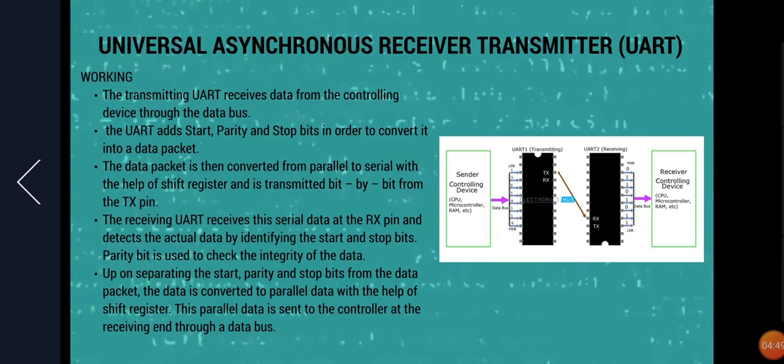The receiving UART receives the serial data at the RX pin, that is, the receiving pin, and detects the actual data by identifying the start and stop bits. The parity bit is used to check the integrity of the data. Upon separating the start, parity and stop bits from the data packet, the data is converted into parallel data with the help of a shift register. The parallel data is sent to the controller at the receiving end through the data bus. You can see the diagram over here.